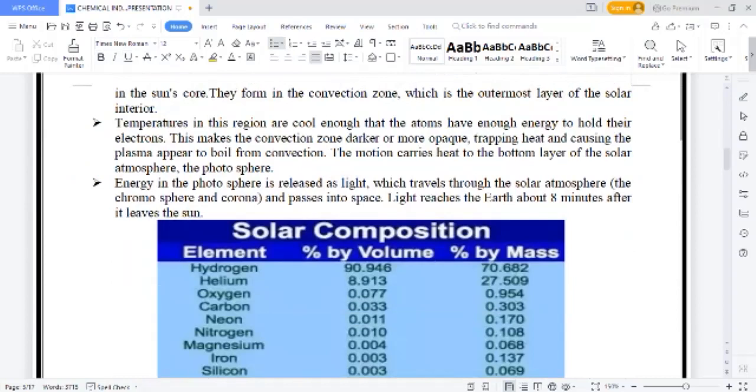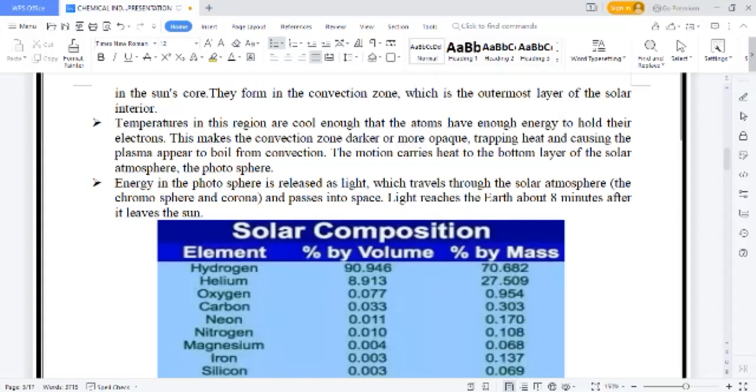Basically, what is the convection zone? The convection zone is the outermost layer of the solar interior. Temperatures in this region are cool enough that the atoms have enough energy to hold their electrons. This makes the convection zone darker, or more opaque, trapping heat and causing the plasma to appear to boil from convection. The motion carries heat to the bottom layer of the solar atmosphere, the photosphere.